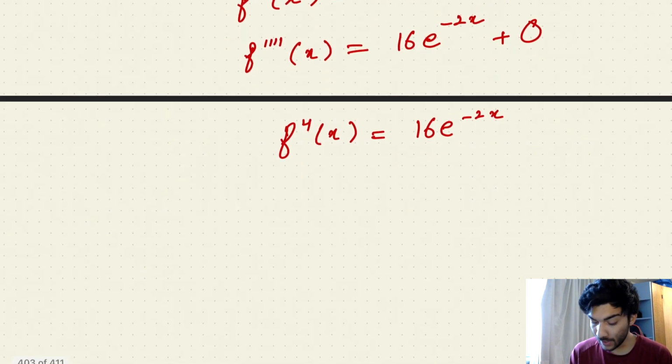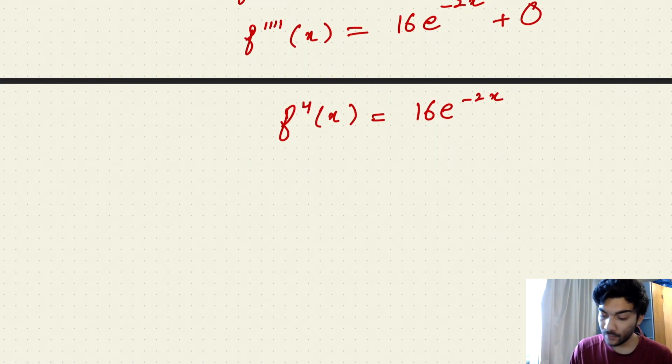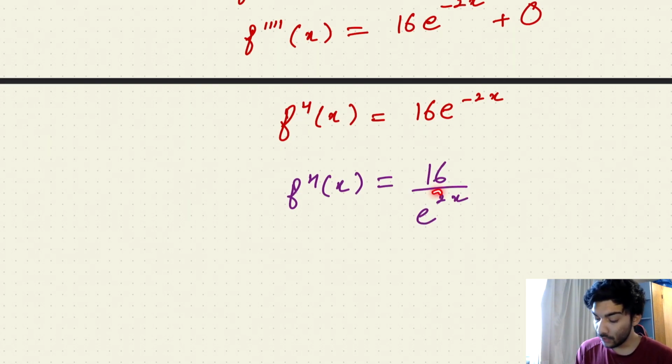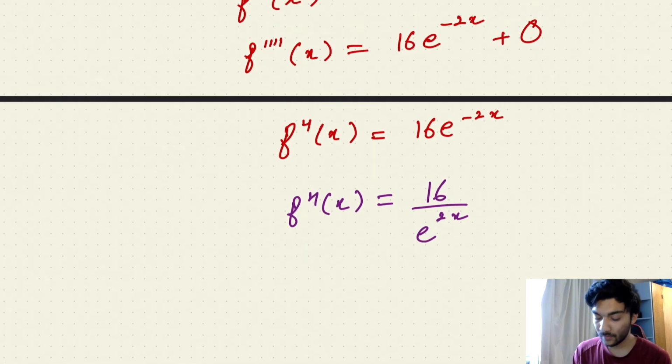So now since we have this fourth derivative of f of x, let's simplify this down. If we simplify this expression over here, we can simply write it as 16 upon e to the power 2x, right? So now we know that the exponential function is always positive. So taking the absolute value of this expression over here wouldn't change anything, right? Because we know that the exponential function is always positive. So taking the absolute value would not change anything, right?